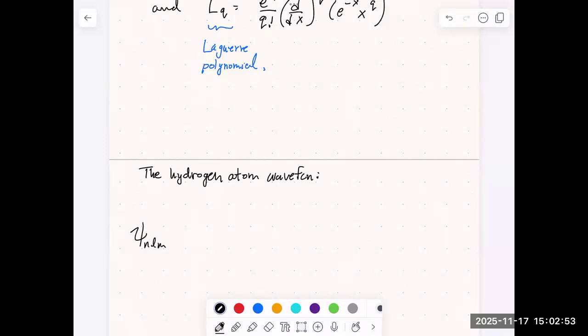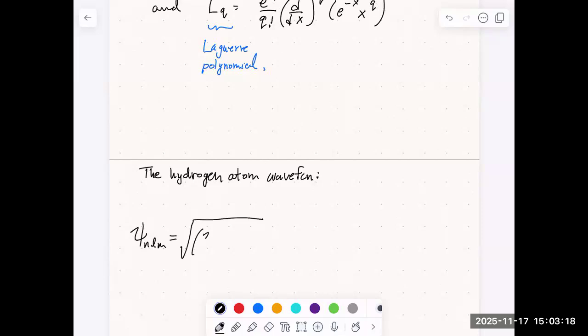So it's going to depend on three numbers, n, l, and m. l and m, we first got them from the angular part, the spherical harmonics. n, and in fact, l, play a role in the radial part. So what it looks like, it's a bit of a beast.